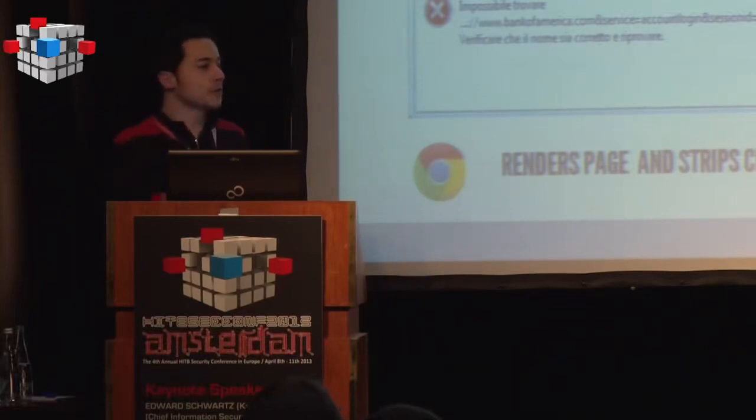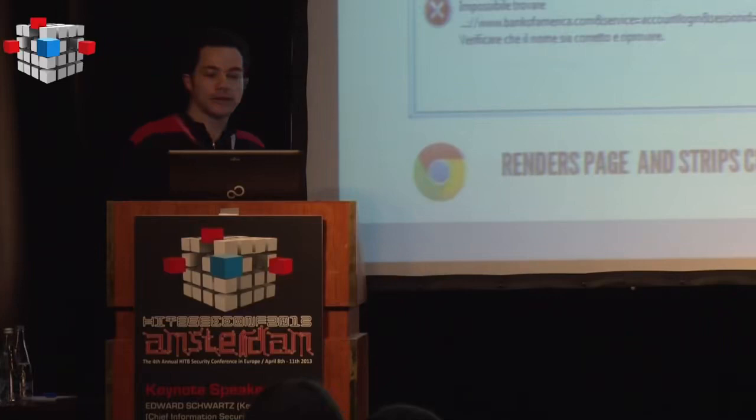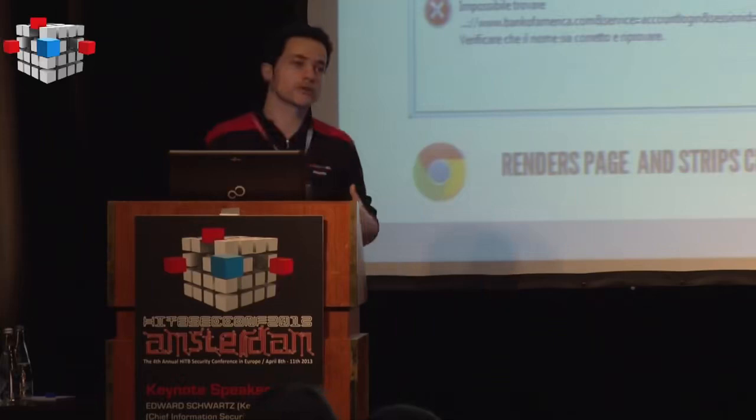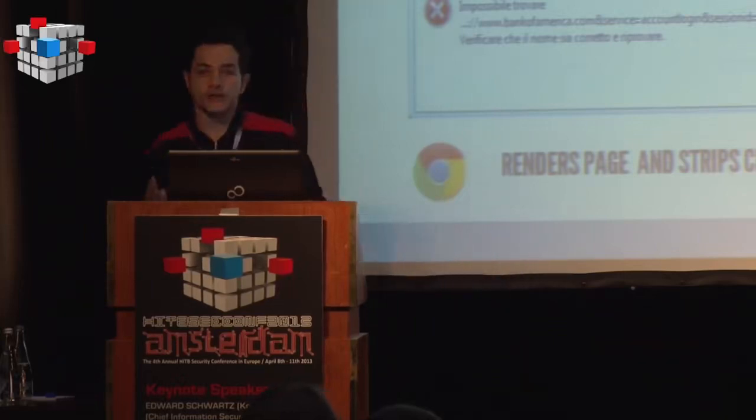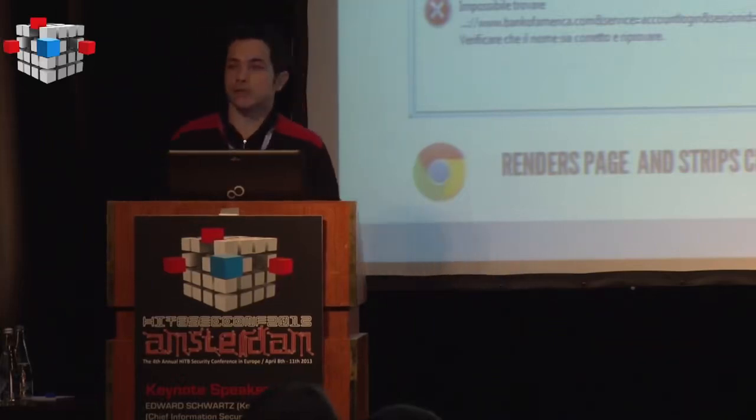Internet Explorer took a more drastic approach by completely disabling URL resolution for URLs with embedded credentials. Chrome took another approach. It renders the page and strips the credentials from the location bar, giving the user a clearer perception of the domain he's visiting.